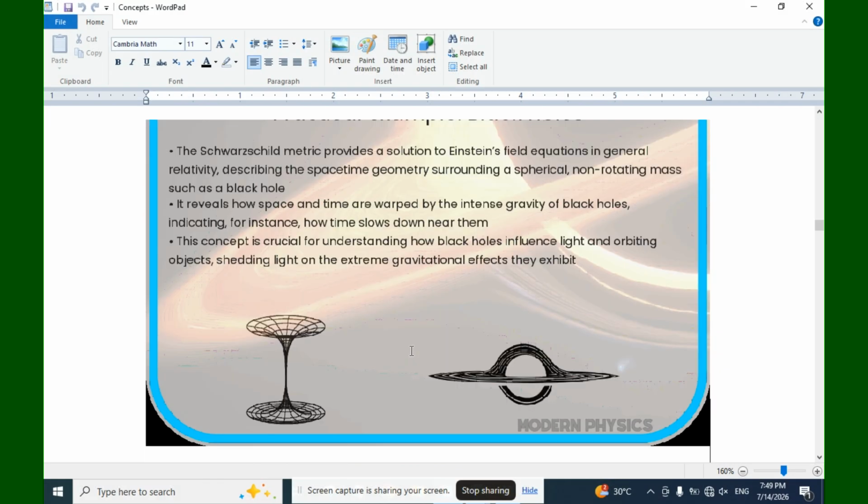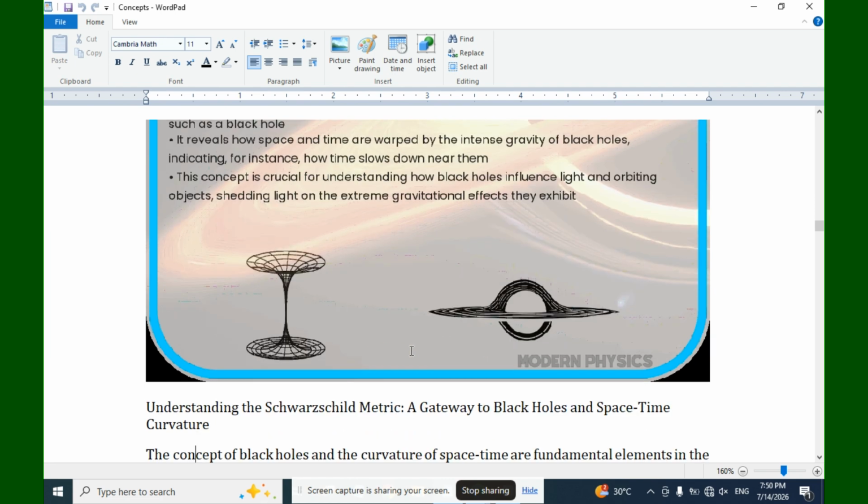The Schwarzschild metric provides a solution to the Einstein field equations in general relativity, describing the spacetime geometry surrounding a spherical non-rotating mass such as a black hole. It reveals how space and time are warped by the intense gravity of black holes, indicating, for instance, how time slows down near them. This concept is crucial for understanding how black holes influence light and orbiting objects, shedding light on the extreme gravitational effects they exhibit.